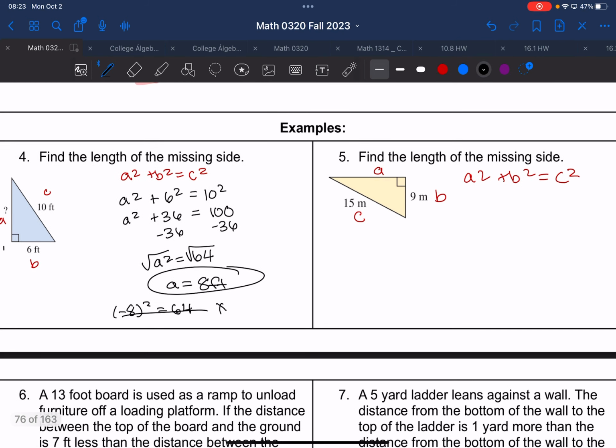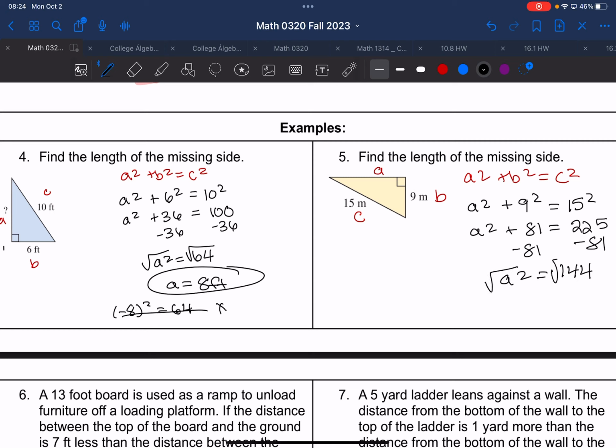So if I plug everything in, I get A squared plus, what's B? I'm going to write each step. So 9 squared is equal to 15 squared. So I have A squared plus, what's 9 squared? 81 is equal to, what's 15 squared? 225. I'm going to subtract that 81 over, and I get A squared is equal to what number? 144.